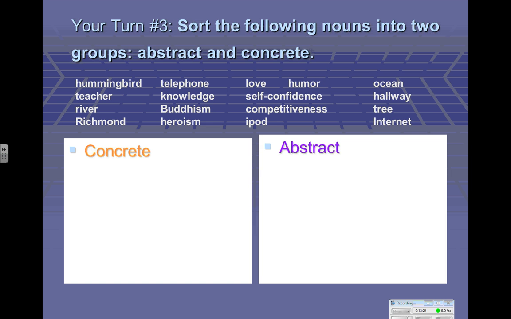All right, take this and sort it out. Make two lists on your paper. See if you can put all the concrete ones in the concrete category and all the abstract ones in the abstract category. On your mark, get set, pause this video and see how you do.